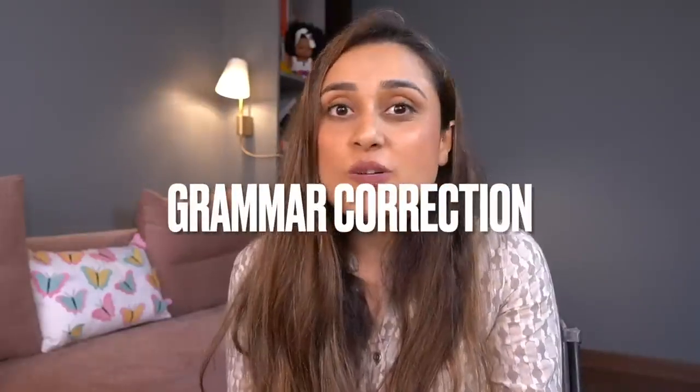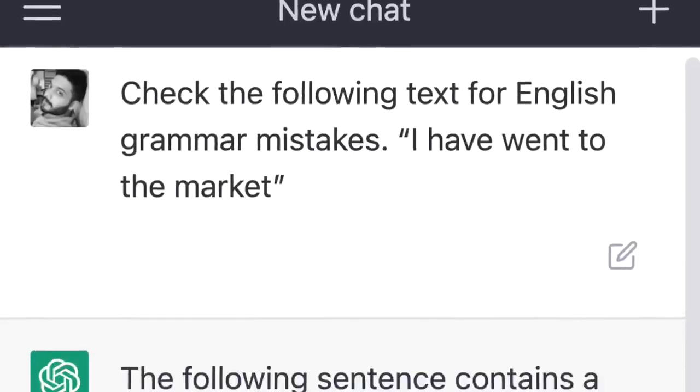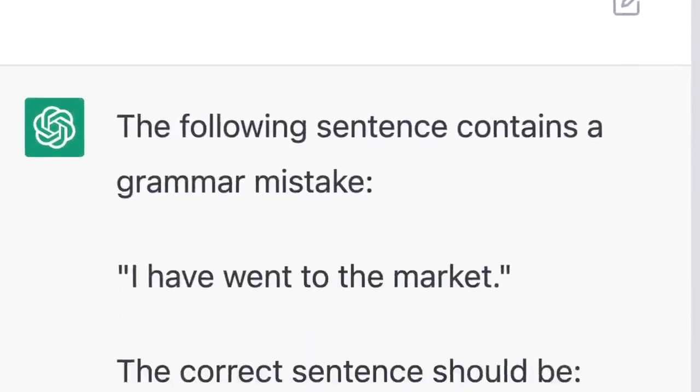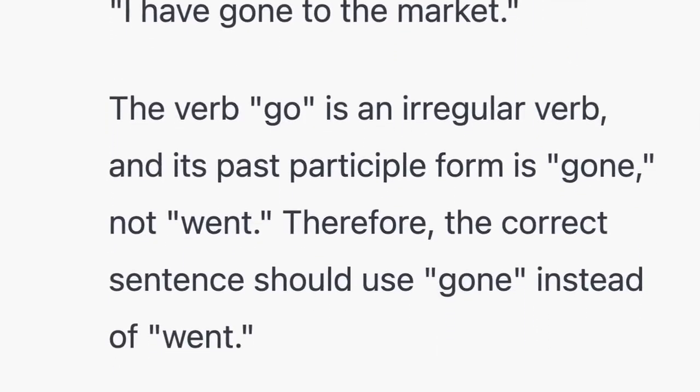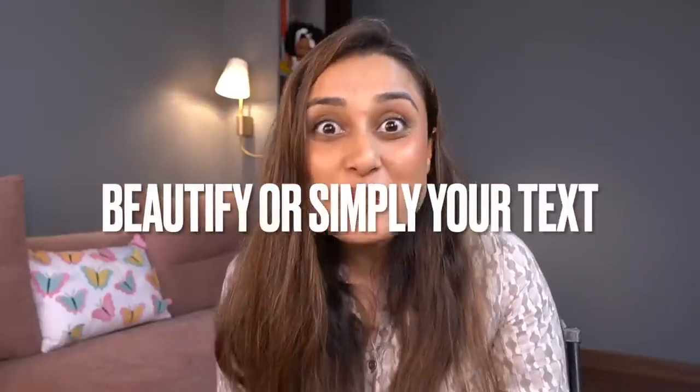ChatGPT can be used to correct your mistakes in English. So you have to give it a prompt saying, check my grammar mistakes in English in the following sentences. And then you can write a sentence, maybe something like, I have went to the market. Okay. When you say so, ChatGPT is going to give you the answer, the correct one. And that way you can figure out all the mistakes that you're making in English regularly and correct yourself and learn from it.